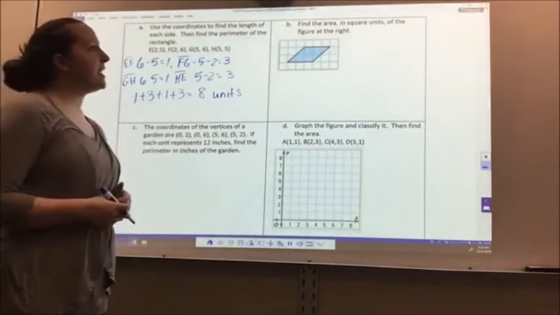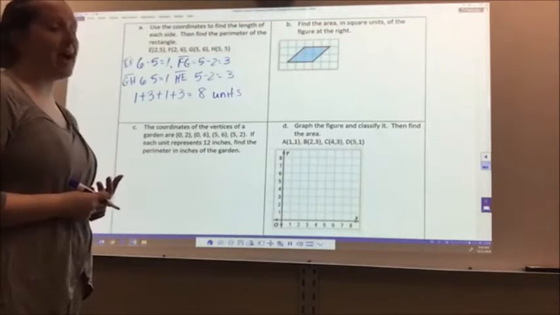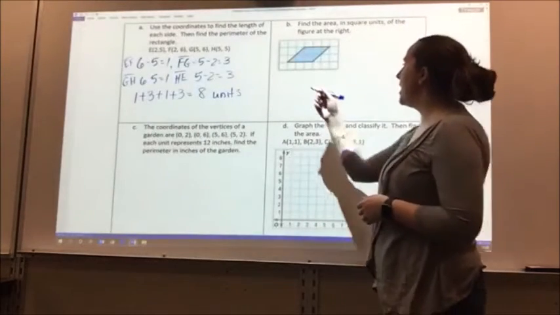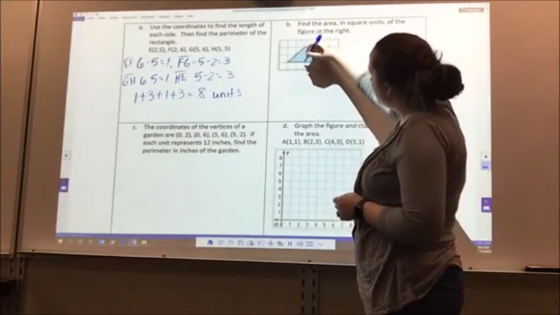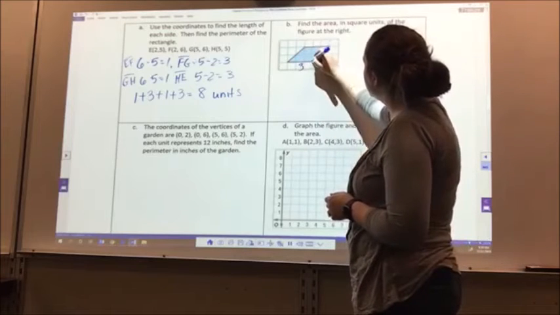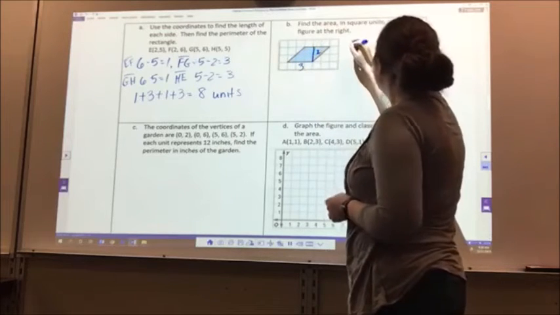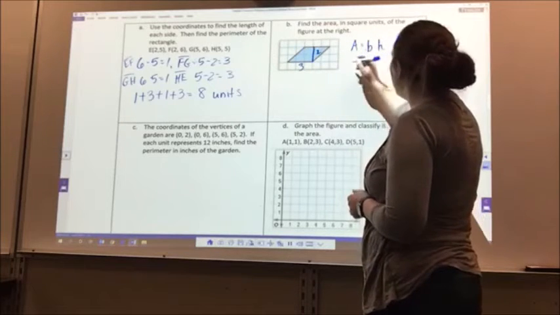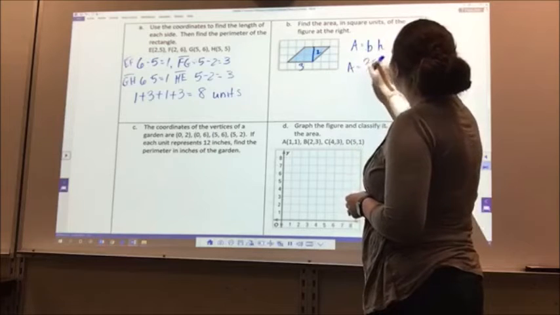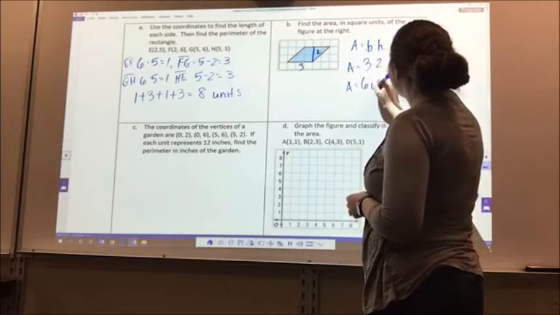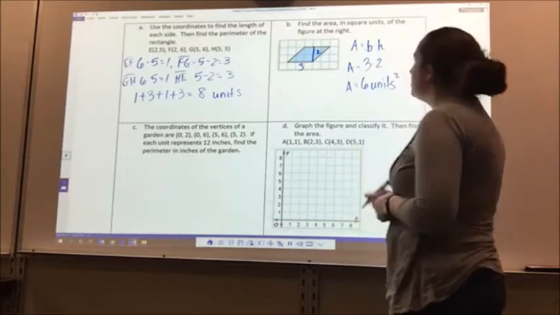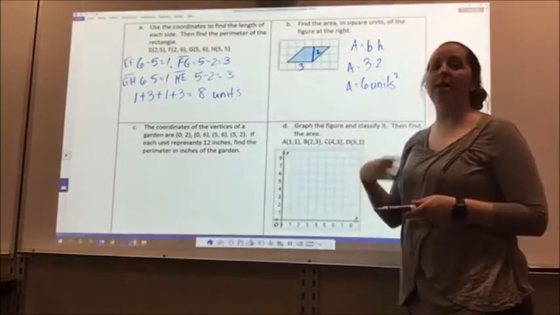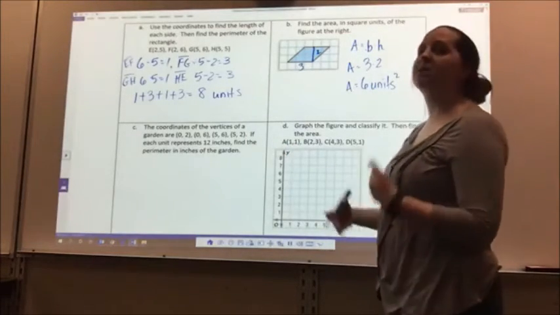Letter B says find the area in square units of the figure at the right. So this is a parallelogram. So I need to figure out my base and my height. So my base, 1, 2, 3, is 3 units, and 2 units up. So the area of a parallelogram is base times height, or length times width. So 3 times 2, which is 6. And again, they didn't give me any units, so 6 units squared. Make sure you are including your units, so whatever they may be. If they don't give you units, write units.